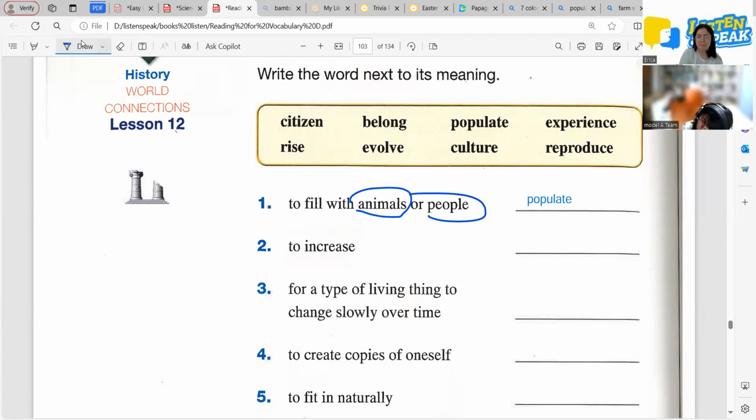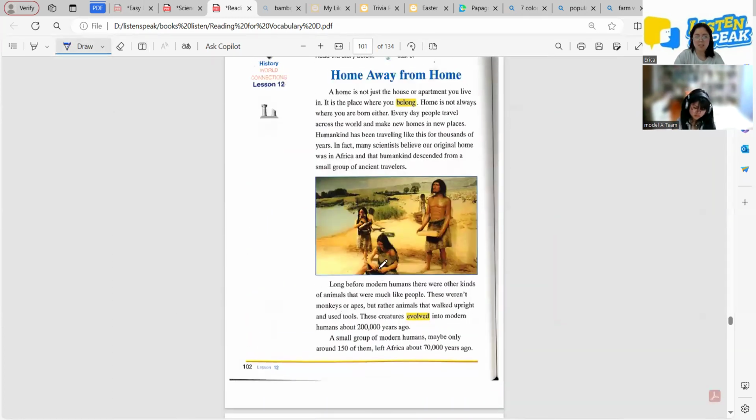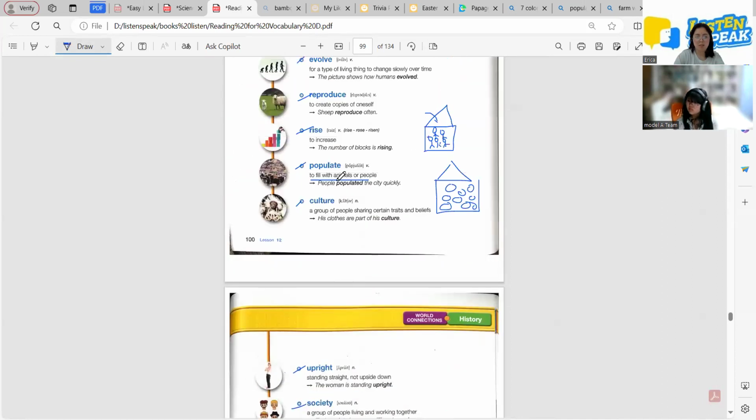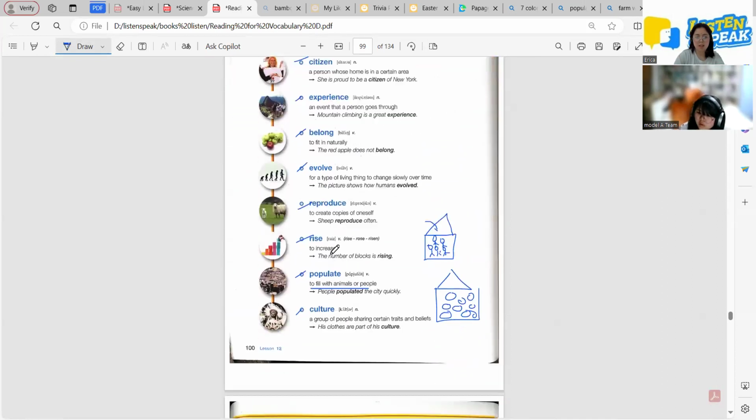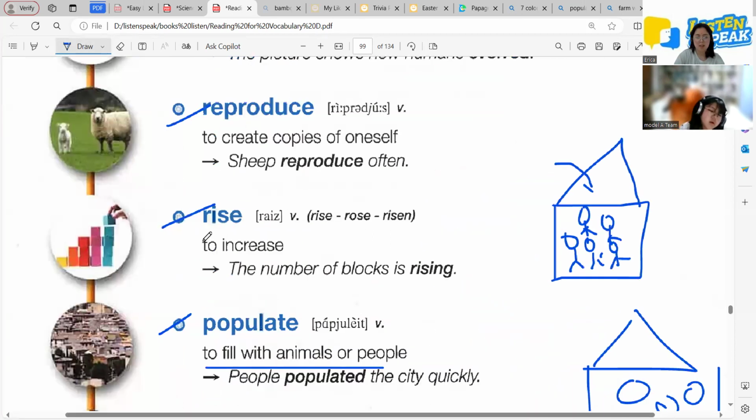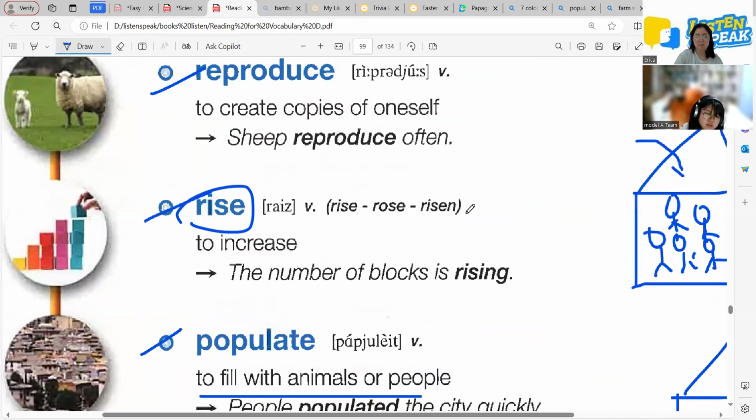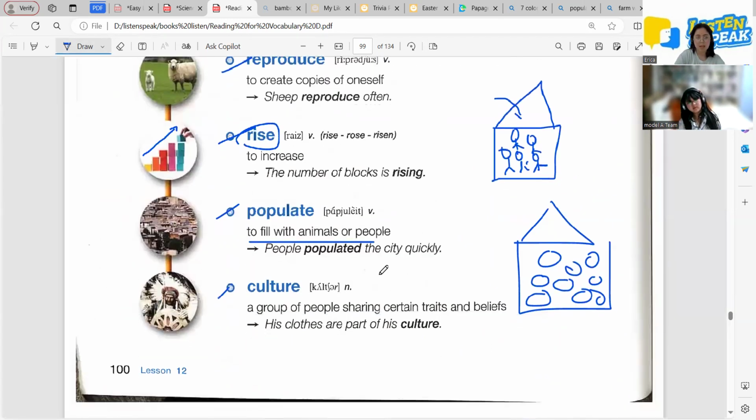I don't know this. So let's go back. You said you don't have any questions. We have this one: rise. The number of blocks are rising, or it becomes high. Becomes higher.